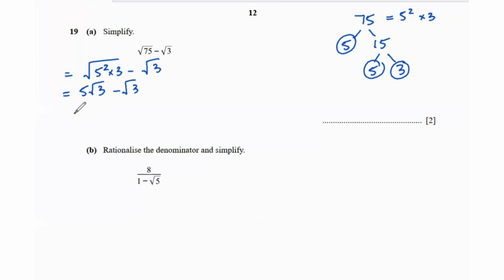So 5 root 3 minus root 3 is 4 root 3. That's your answer. You do not subtract the surds. Basically, you're subtracting the numbers that are outside. So that's why it's not just 4. Because let's say we're thinking root 3 minus root 3 would be 0. That's not what we're doing. We're doing 5 root 3 minus 1 root 3. If there's nothing written with the root, it's assumed to be 1, just like we do with the variables. If it's just x, it's 1x. So 5 root 3 minus root 3 is 4 root 3. And that is your final answer for this.